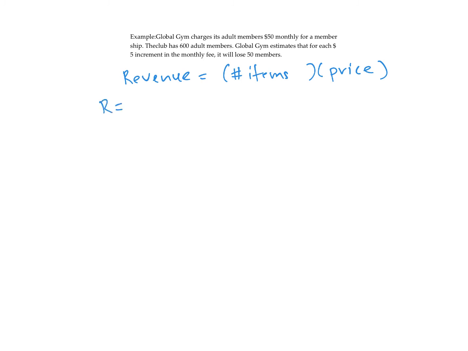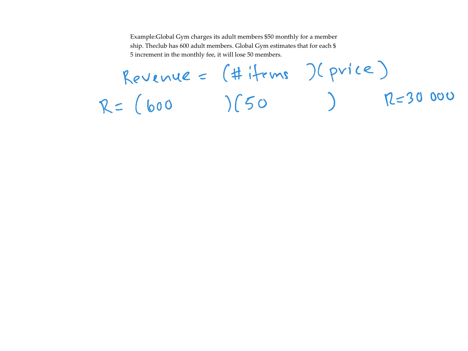So in this question, we have 600 people going to a gym, and the gym membership is $50. So what is happening? The gym estimates that every $5 increment, so the cost of the gym membership is going to go up $5, they're going to lose 50 members. So originally their revenue is $30,000. So they can increase their revenue by charging more.